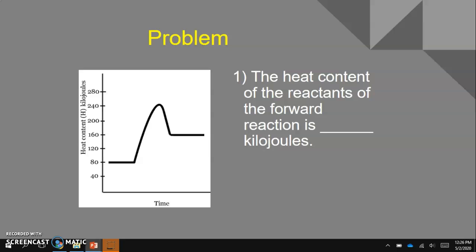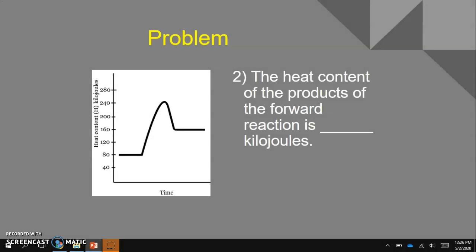So number 1 is asking us for the heat content of the reactants of the forward reaction. So that just means we're going from our reactants to our products. We're going to talk about reverse reactions later, so we're just keeping it simple for now. So remember, our reactants are on the left-hand side, so they're located right here, okay? And our reactants are associated, if we follow the line over, with 80 kilojoules. And that's it. That's all you have to do. You just have to find the heat associated with the line where the reactants are. As long as you know where the reactants are, you can identify the energy of the reactants, which in this case, again, this line right here is associated with 80 kilojoules.